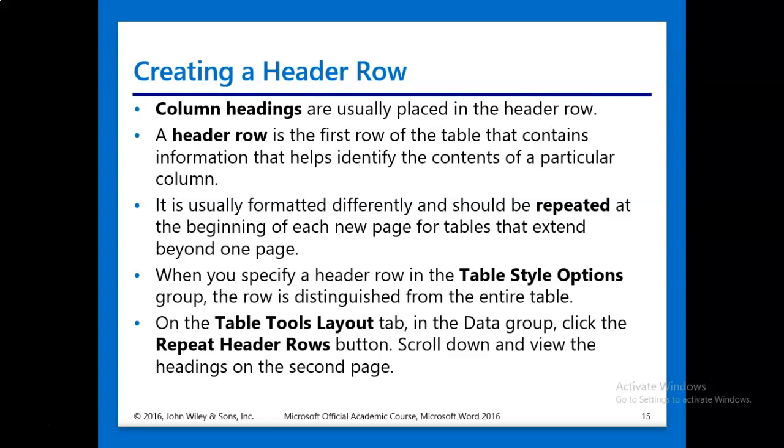When you specify a header row in the Table Style Options group, the row is distinguished from the entire table. On the Table Tools Layout tab in the Data group, click the Repeat Header Rows button. Scroll down and view the headings on the second page to make sure it is there.